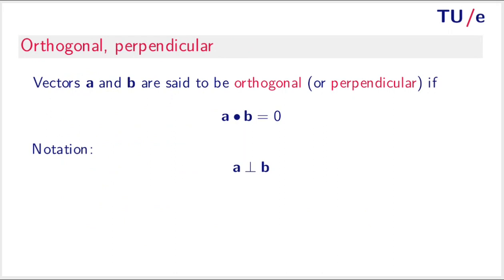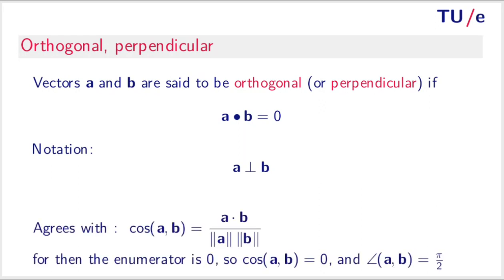Two vectors A and B are said to be orthogonal if their inner product is 0. We denote that by A perp B. You see the symbol for this. This of course agrees with the formula that the cosine of the angle between the two vectors is equal to A inner product B divided by the length of A times the length of B. So if the numerator is 0, then this cosine is 0, and we find that the directions of A and B are perpendicular to each other.